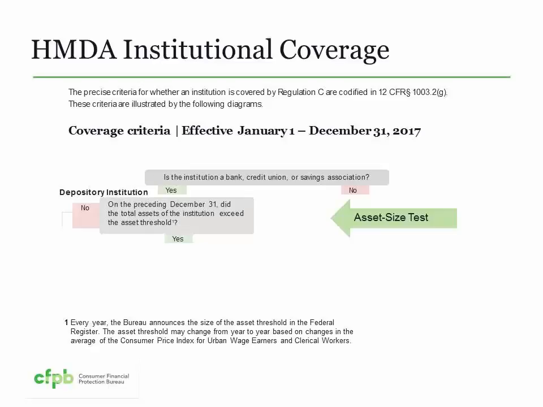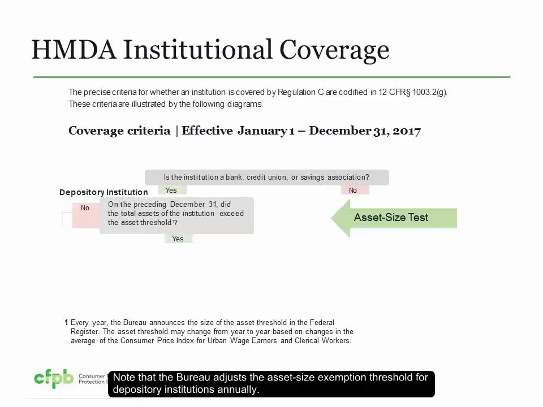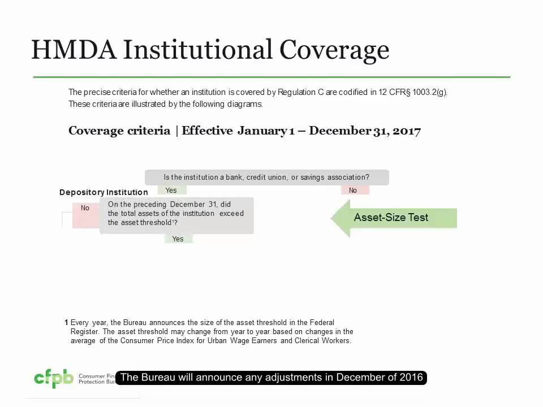Note that the Bureau adjusts the asset size exemption threshold for depository institutions annually. The Bureau will announce any adjustments in December of 2016 and will make the announcement available on its website. It will also be available in the Federal Register. Let's review each of these tests.